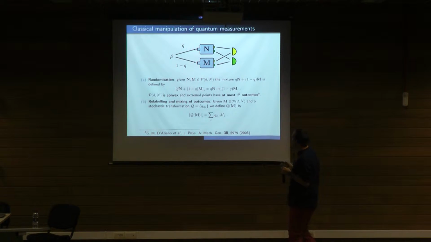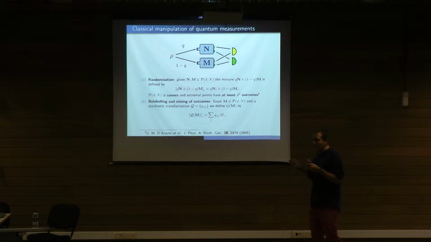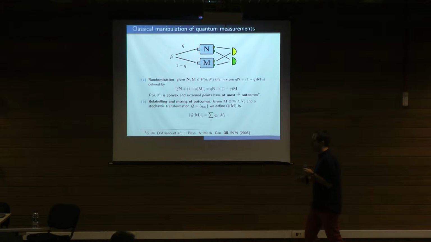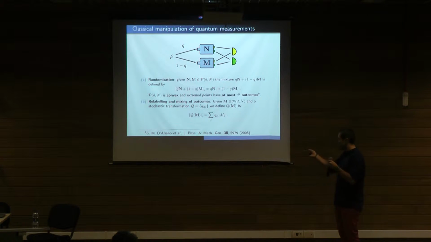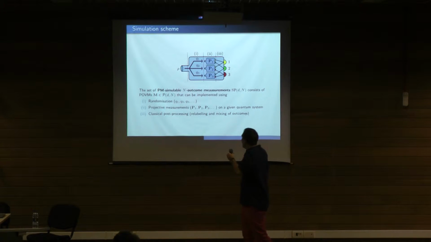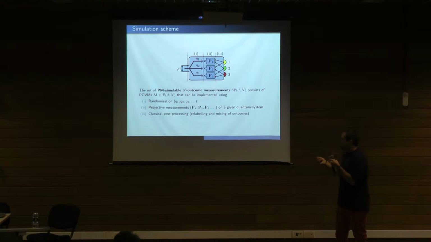Right, and then another thing that we can do with measurements, we can classically post-process them, namely upon observing some outcomes, we apply some stochastic map to the output, which corresponds to applying some stochastic map on the level of effects of our measurements. Then the set of projective simulable measurements consists of measurements that we can implement using those three operations: randomization, implementation of projective measurements on a relevant Hilbert space, and then classical post-processing.